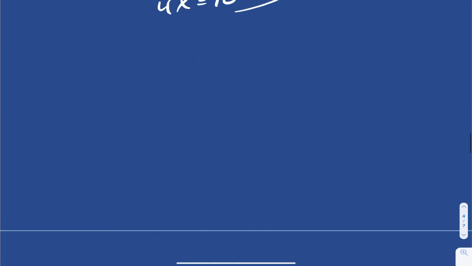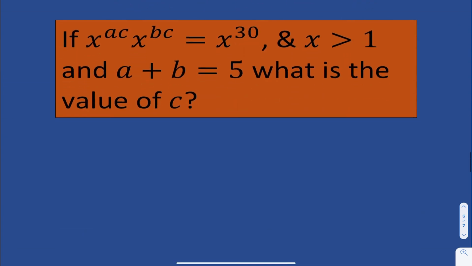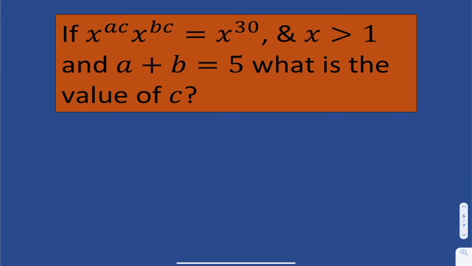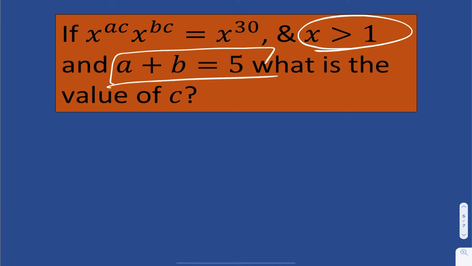All right, let's try another. So for this one here, you have x to the power of ac times x to the power of bc is x to the power of 30. You know x has to be greater than 1, and a and b sum to 5. Find the value of c.